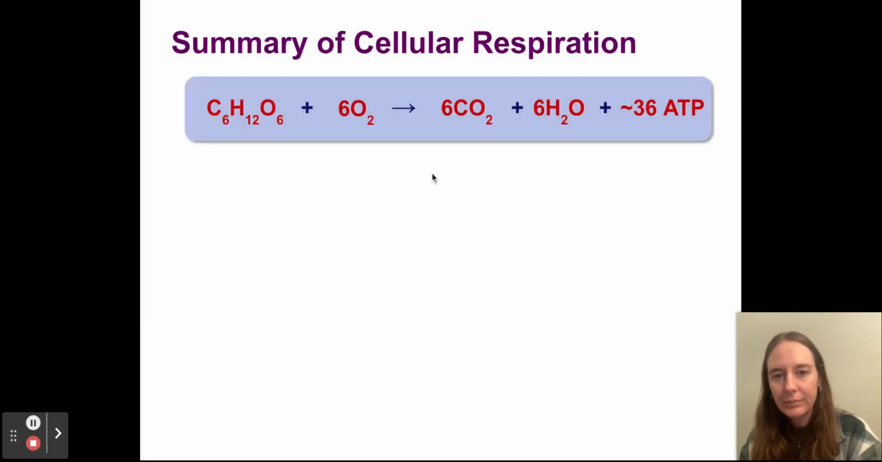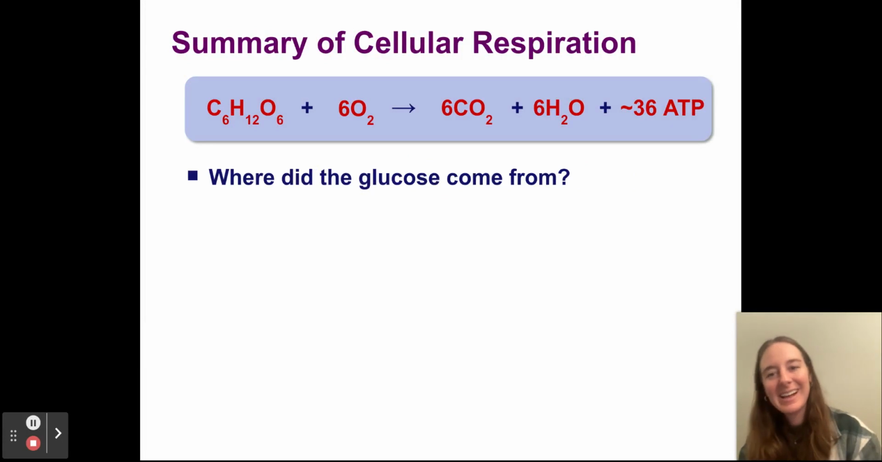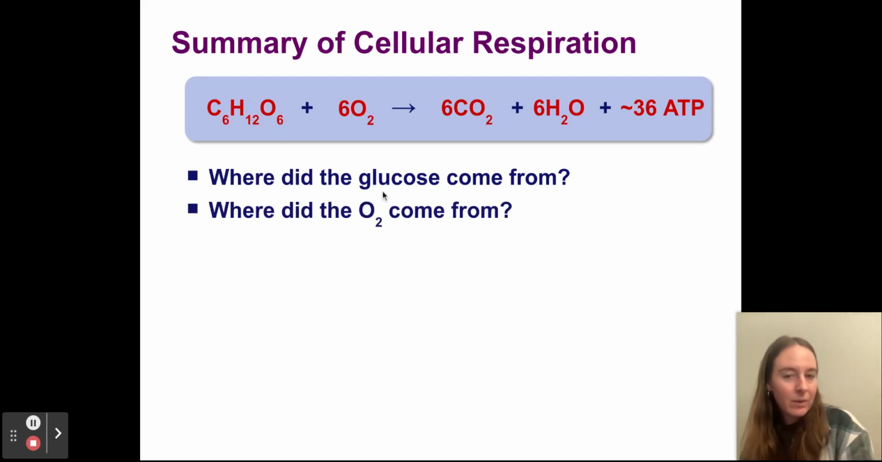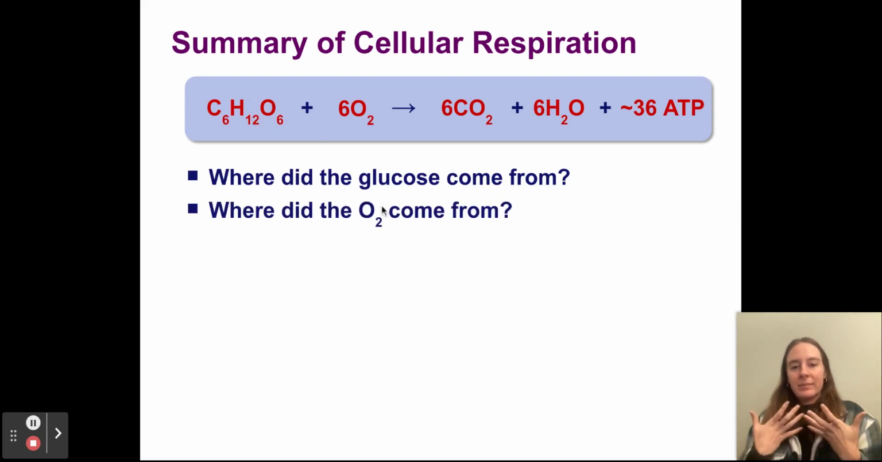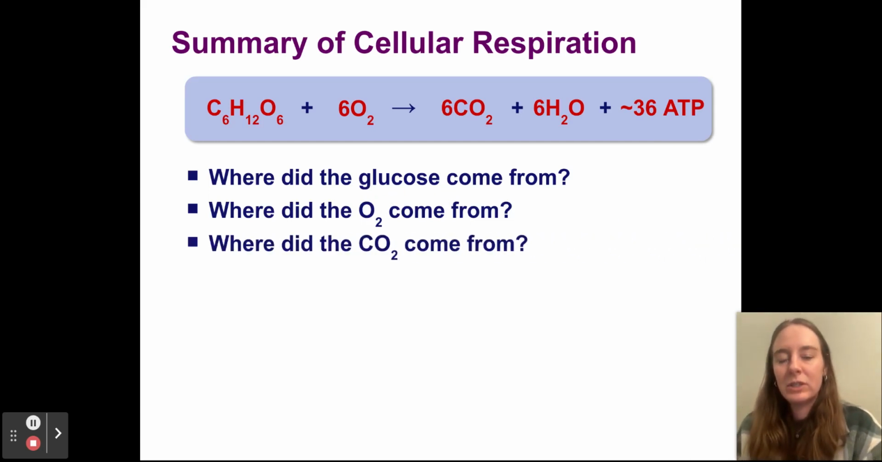All right, so we're almost there. So we took glucose, we added some oxygen, and we overall made 6 carbon dioxide, 6 waters, and around 36 ATP. Where did the glucose come from? It came from our food. Where did the oxygen come from? It came from our lungs, right? It was shuttled around in our bodies through our red blood cells.